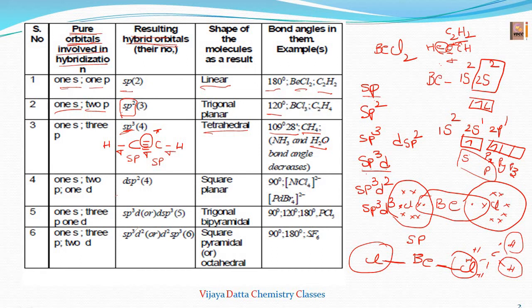So what is the reason? It is not explained by hybridization. That's why we came to the valence shell electron pair repulsion theory, called VSEPR theory. That is again another part. In this part we are discussing the hybridization.